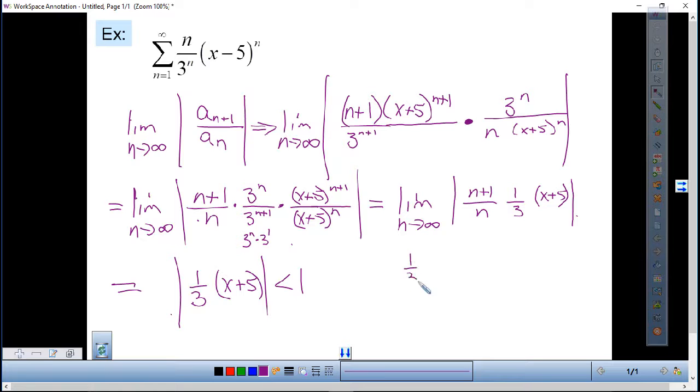So we've got 1/3 times x plus 5. Now remember, with the absolute value inequality, you're going to have it less than 1, but you're also going to have it greater than -1. All right, so then we can just go through our algebra and multiply all the parts by 3. That'll get rid of my 1/3. So you end up with -3 is less than x plus 5 is less than 3.